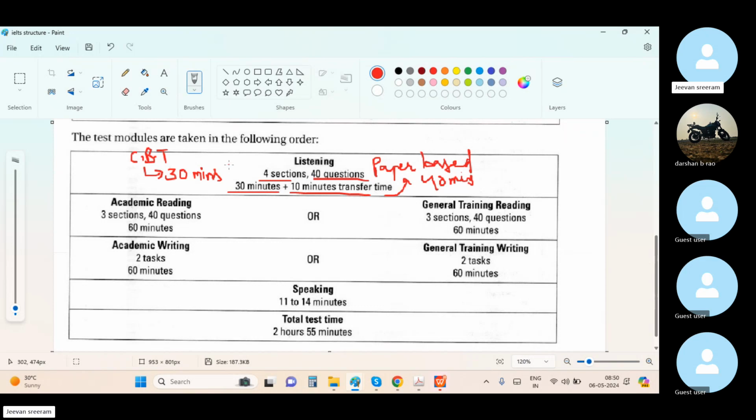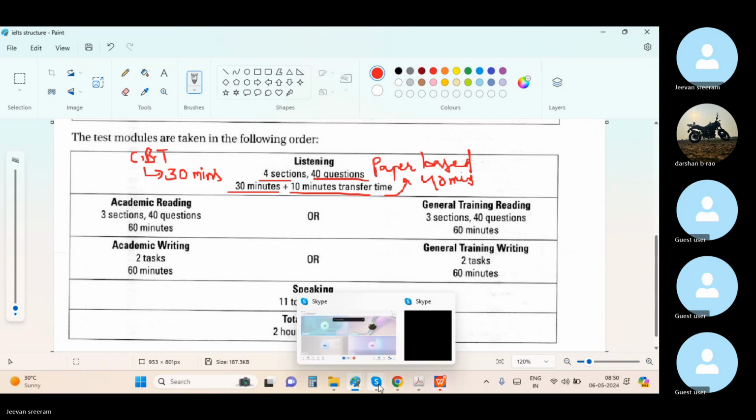Of course, you have a choice. You have the option to pick a 30 minutes listening test or a 40 minutes listening test. You should always go with the 30 minutes listening test, because you are practicing on a computer, not on a paper-based question paper. When you are practicing on IELTS online test, make sure you go with the 30 minutes listening test. Is it clear, buddies? Right.